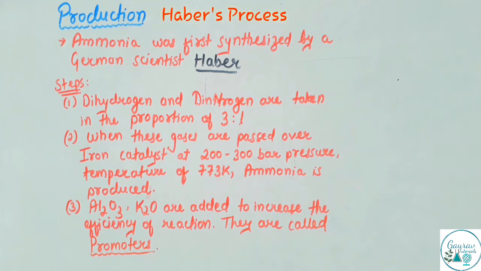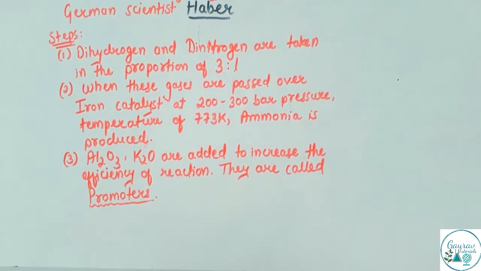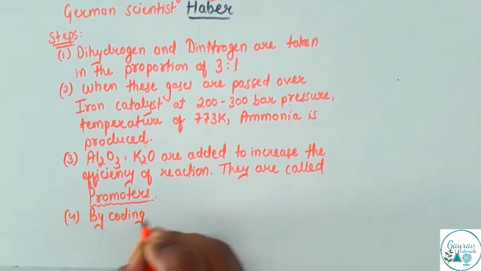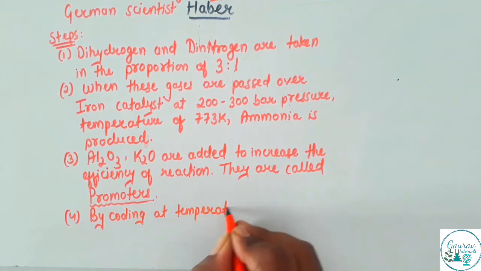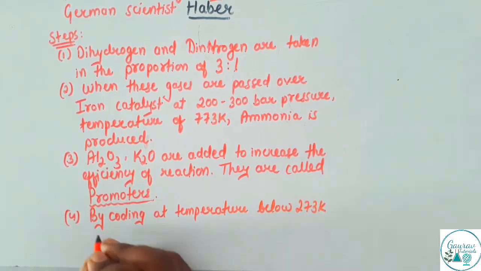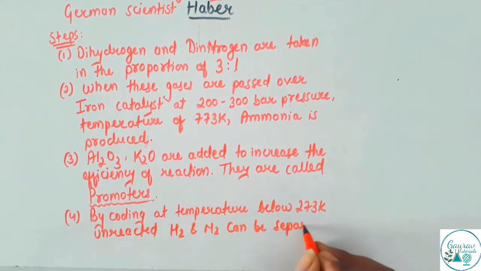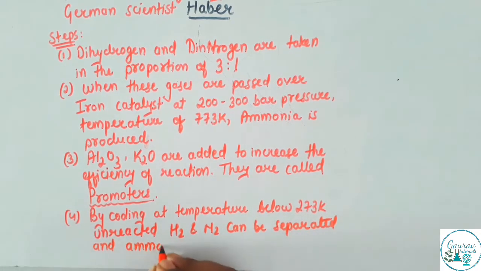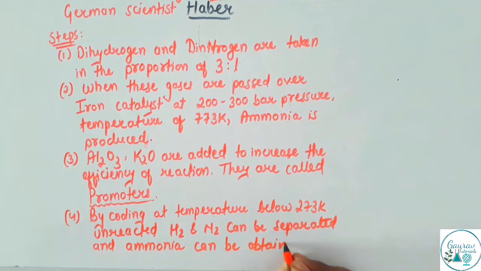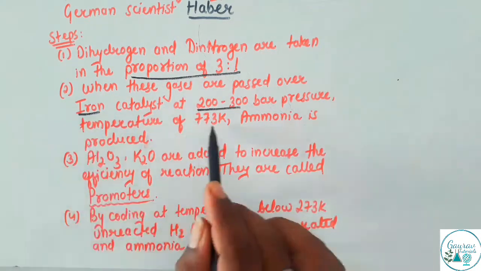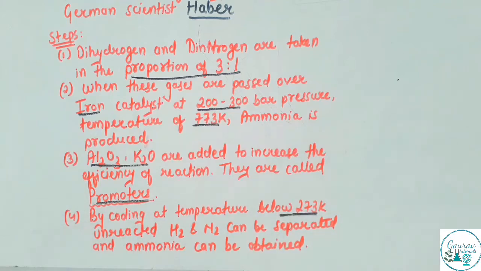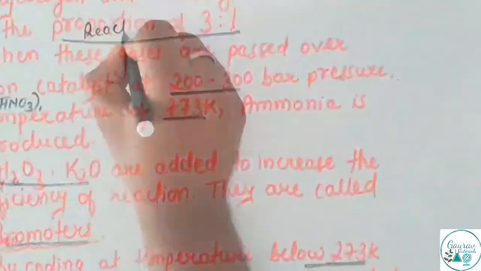Now I must get a question: how can I separate ammonia from the mixture? Because it would have unreacted nitrogen and unreacted hydrogen as well. So this can be separated by cooling down the temperature below 273 Kelvin, whereby the unreacted hydrogen and nitrogen can be separated and ammonia can be obtained easily. So these were the steps of Haber process. Whatever has been marked is to be taken note of.